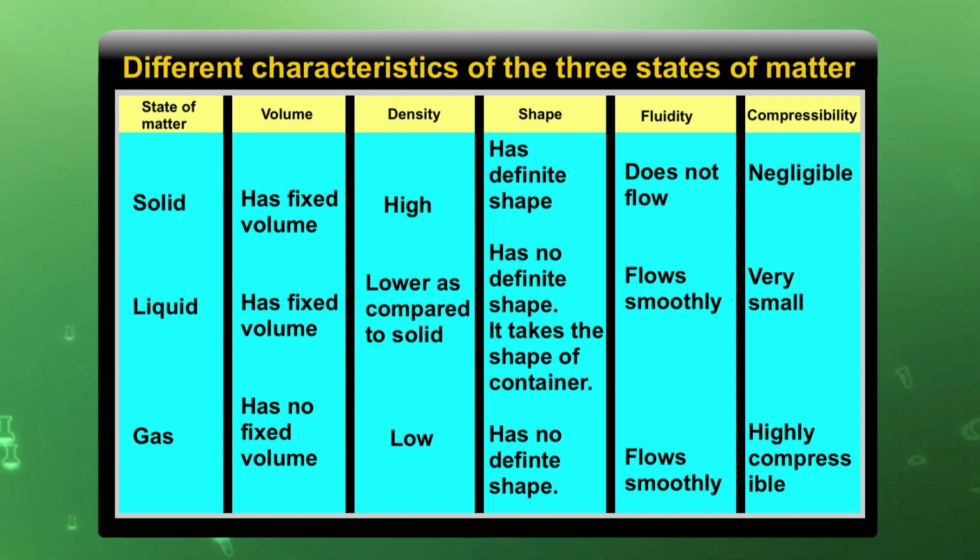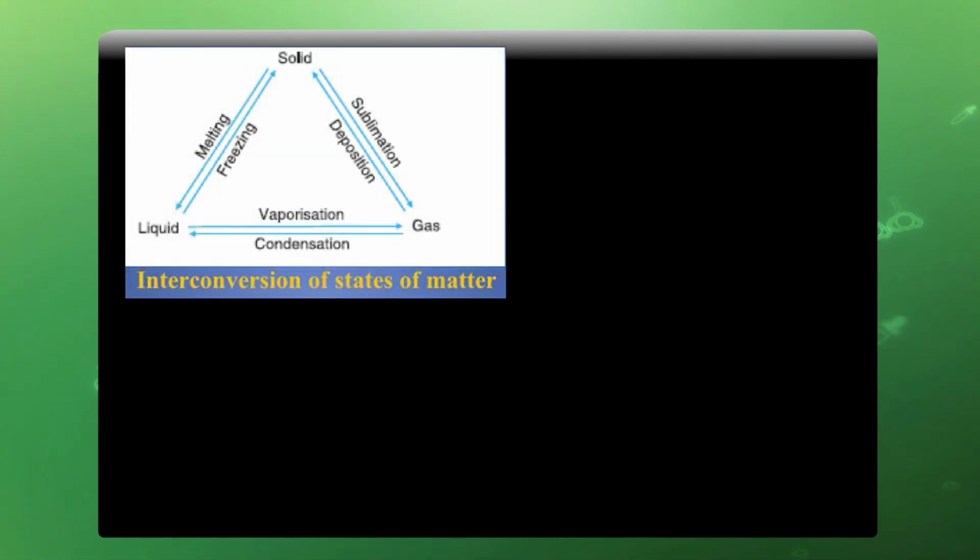The reason is the very large intermolecular spaces: their molecules can be further compressed, so they have very high compressibility. This is the presentation of how the three states of matter convert into each other. This indicates that when a liquid is heated, it is converted to gas. When a gas is condensed, it is converted to liquid.